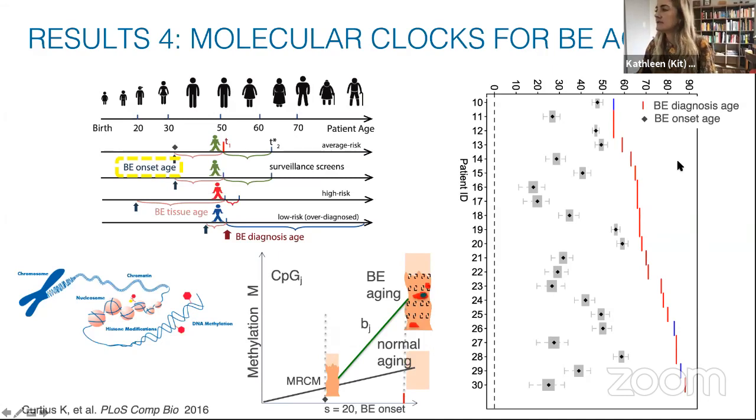And so their diagnosis, or the time of the tissue collection, happened at these horizontal lines between different sexes. And the box plots show the posterior estimates from the Bayesian estimation inferring their onset ages. And so we found using this model that actually the onset ages varied a lot based on their methylation clocks.